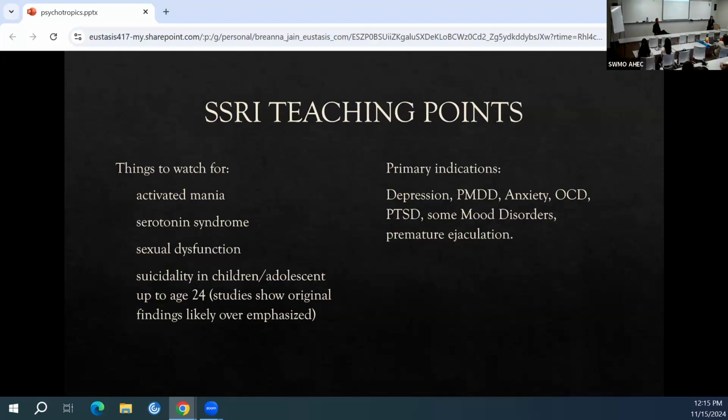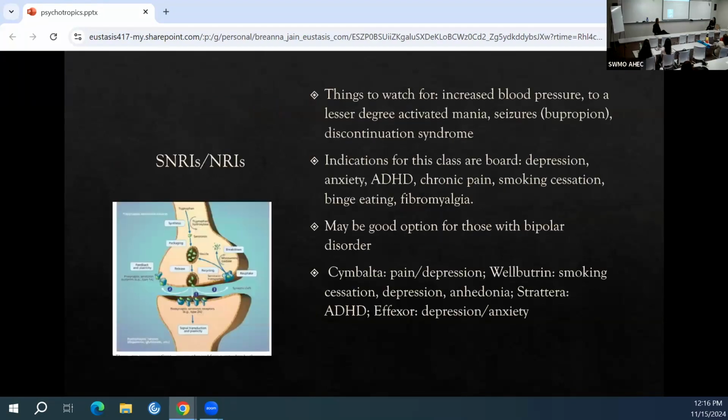And what would be your antidote? Cyproheptadine. Yeah, good job. Tramadol along with Prozac can cause serotonin syndrome, and you're throwing in tramadol, which is serotonergic, Prozac, and trazodone. Okay, and we can go to SNRIs and NRIs now.